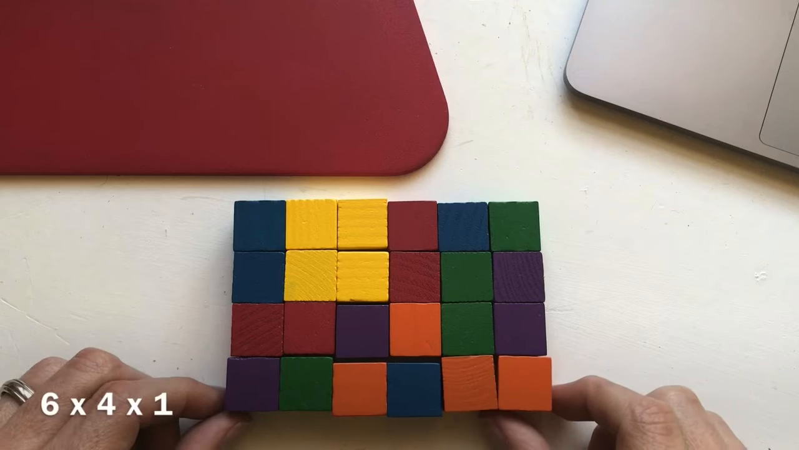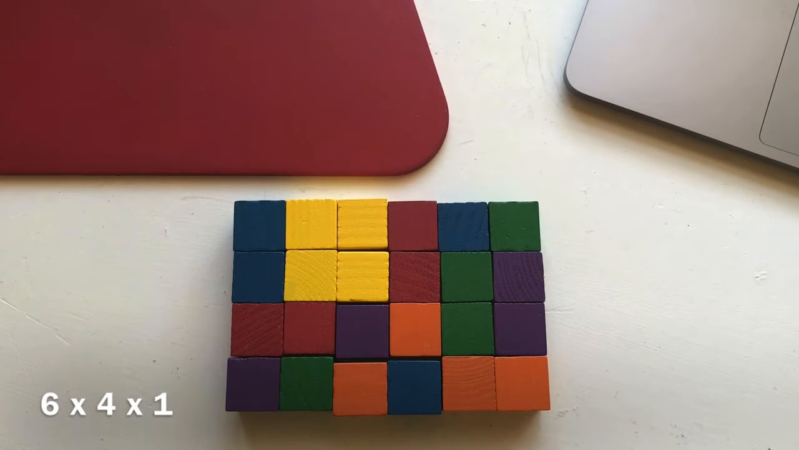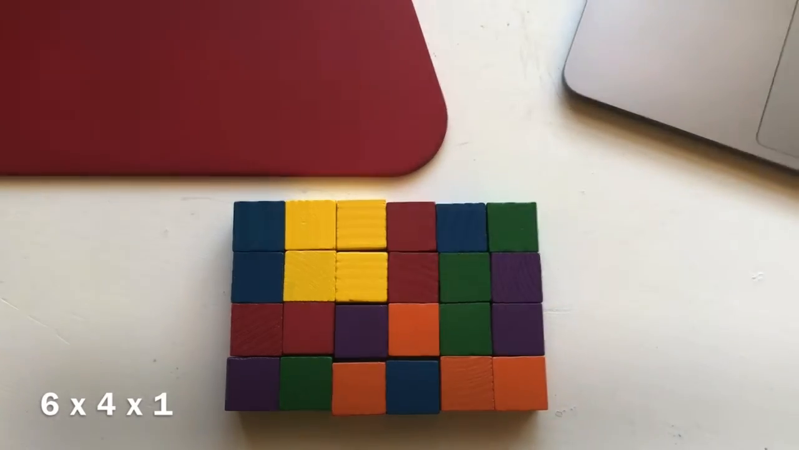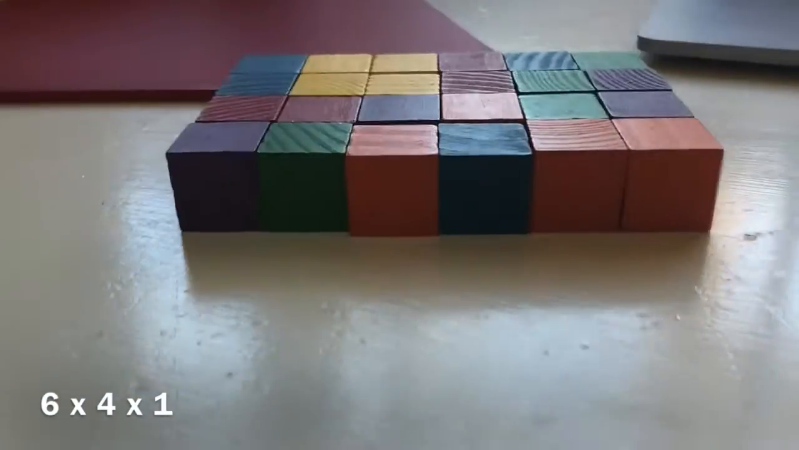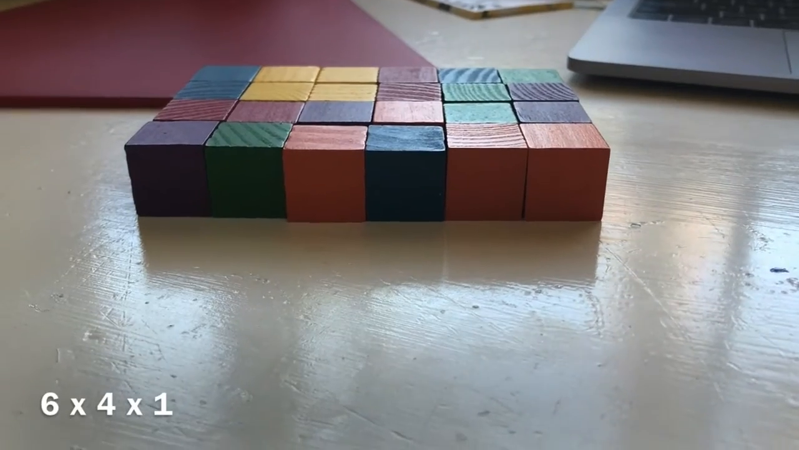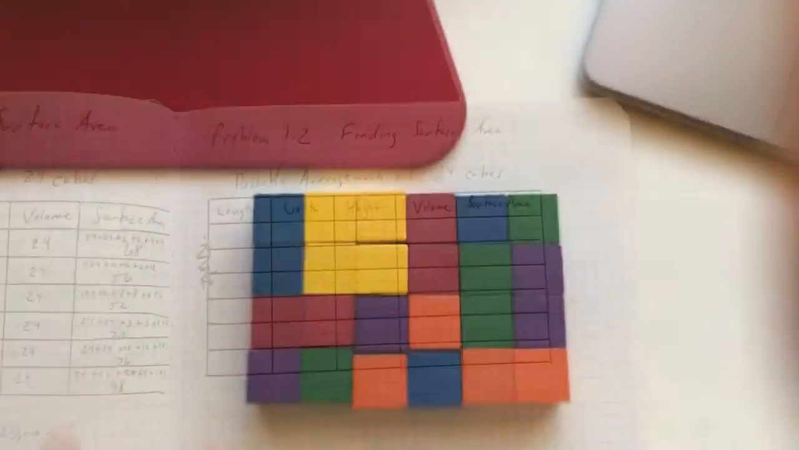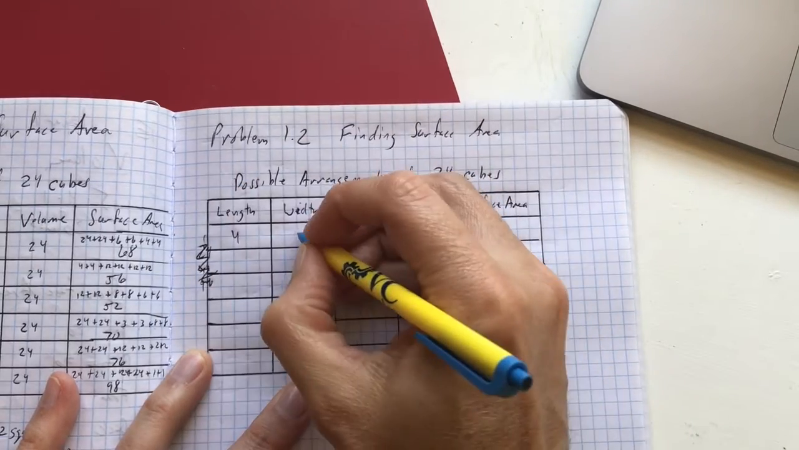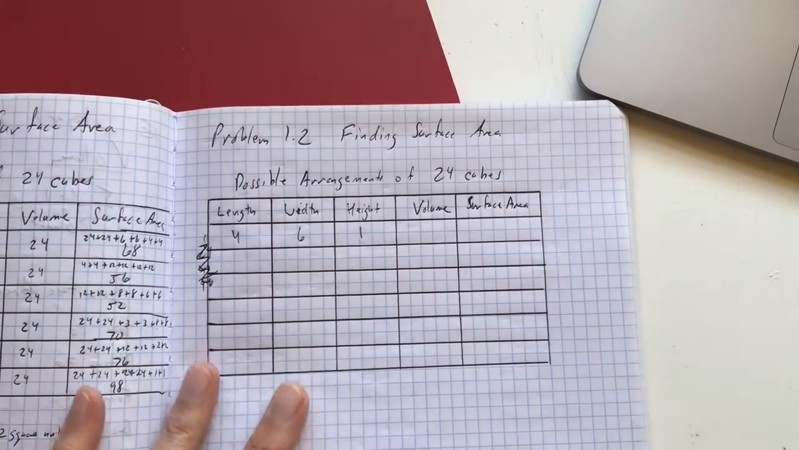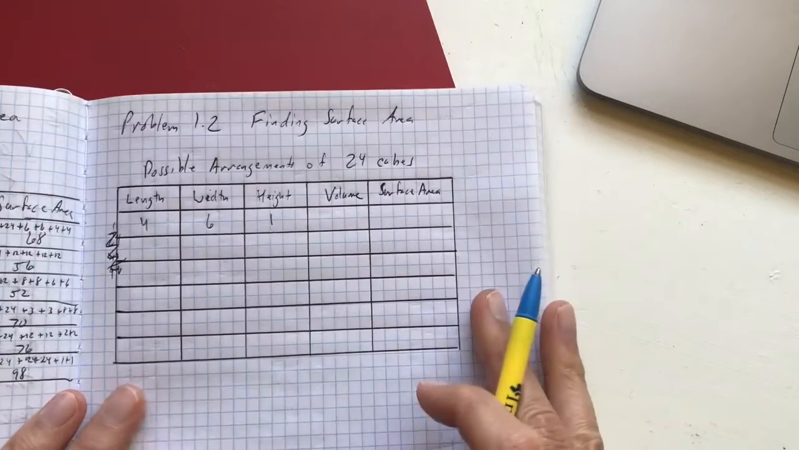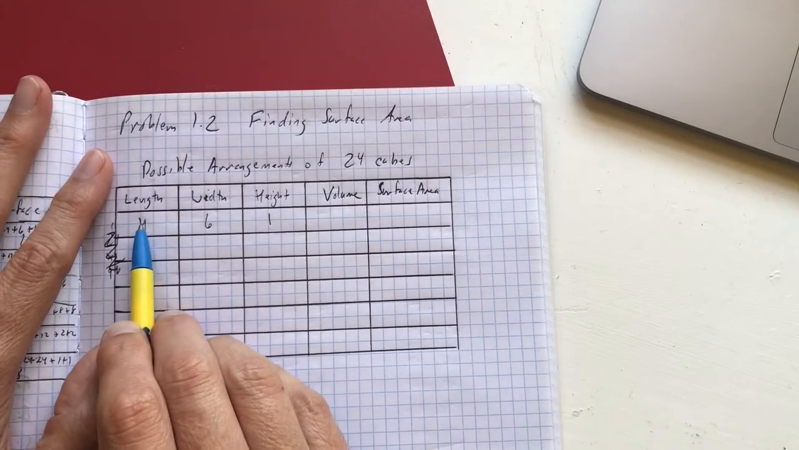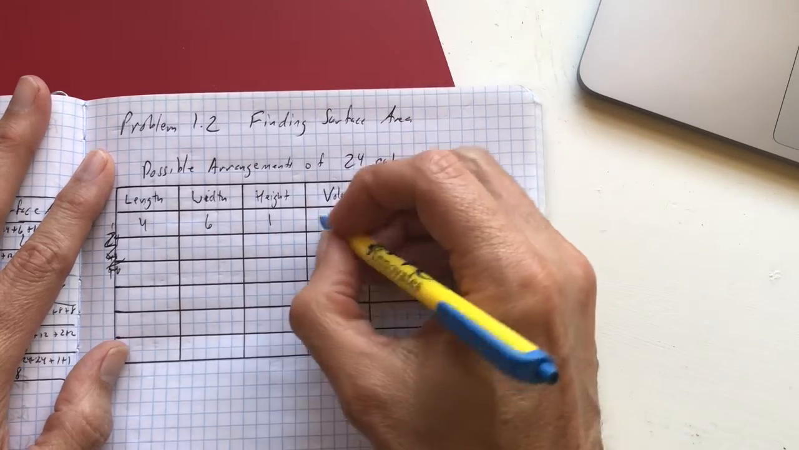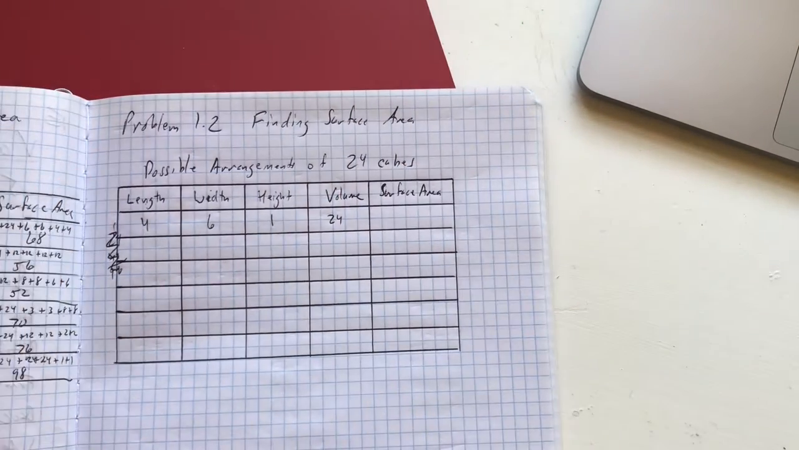All right, here is the first shape that the students came up with. It is a 6 by 4 by 1. So again, 6 by 4 by 1. What we have here is that the length was 4, the width was 6, and the height was 1. To find the volume, it would be length times width times height, so 4 times 6 is 24, times 1 gives us 24 for the volume.